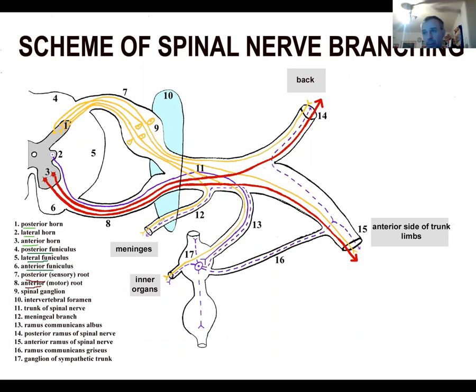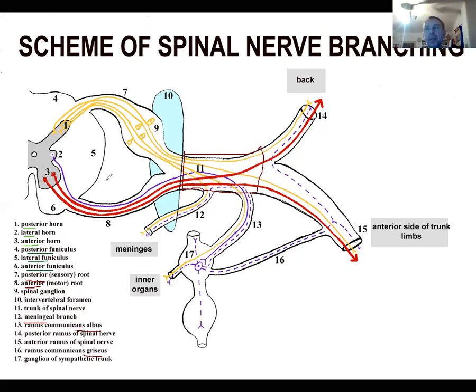Then we go through the intervertebral foramen and we come to the very short trunk of the spinal nerve. The trunk terminates by bifurcating into the posterior and anterior branch. And here you can see that the posterior branch is really thinner than the anterior one. And the trunk gives 3 smaller branches, which are the meningeal branch, the white communicating, and the gray communicating branch, or ramus.